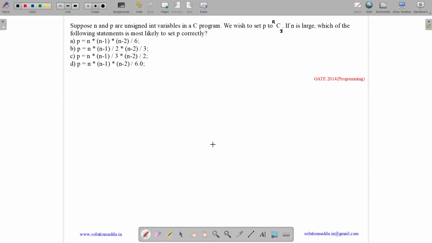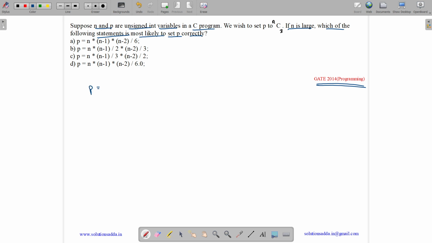This question belongs to programming subject and was asked in GATE CSE 2014 set 2. So the question states, suppose n and p are unsigned integer variables in a C program. We wish to set p to nC3. If n is large, which one of the following statements is most likely to set p correctly?